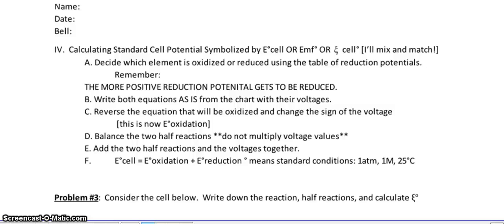So what you have to do is decide which element is oxidized or reduced using the table of reduction potentials. The more positive reduction potential is going to be reduced. Hopefully you've already figured that out. Write both equations as is from the chart with their voltages. Reverse the equation that will be oxidized and change the sign of the voltage. Balance the two half reactions, but this is key. Do not multiply the voltage values. Add the two halves together, and voila, there's letter F.